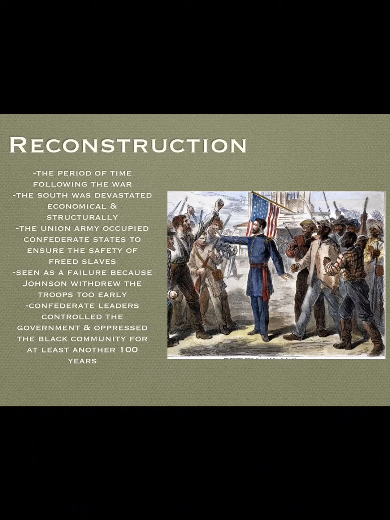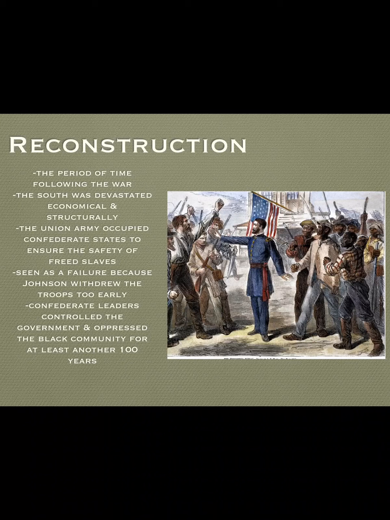But when Lincoln is shot, his vice president, Andrew Johnson, becomes the president. And Andrew Johnson was not a great president. He was the first president to ever be impeached. He came from the South. He owned slaves in Tennessee before the Civil War. And when he becomes president, he starts to pull out many of the Union troops.